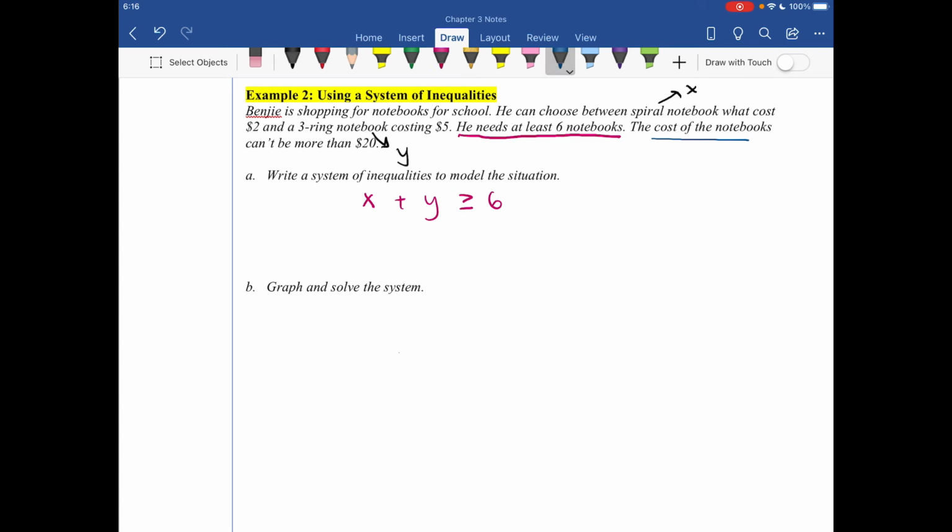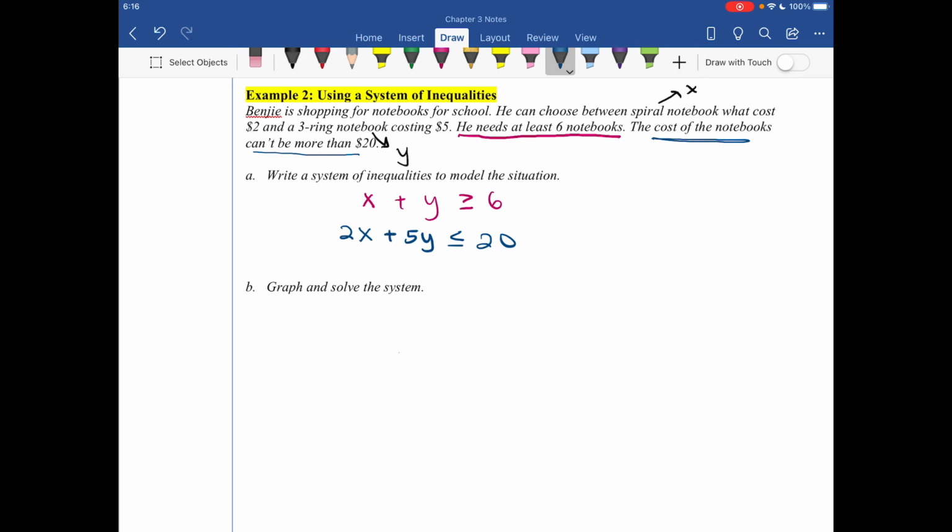Then we know the cost of the notebooks cannot be more than $20. Well, we find the cost by taking the variable and multiplying it by how much each one cost. Since spiral notebooks are $2, we'll have 2x, and then 3-ring notebooks are $5, so we'll have 5y. It cannot be more than 20, so it has to be less than or equal to 20.